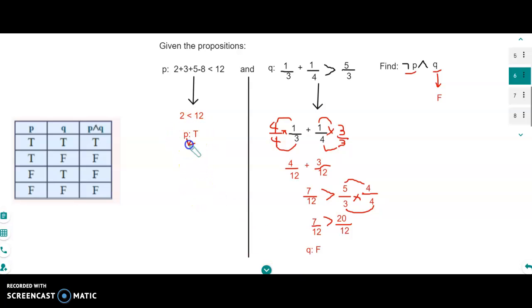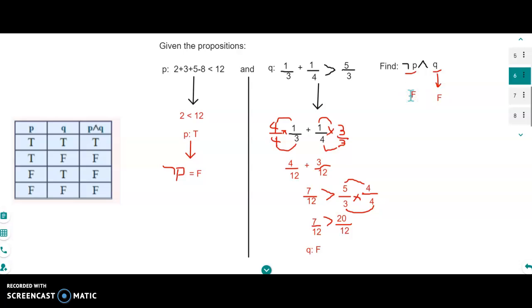So what is the negation of P? We're going to find it. So let's find the negation of P. What is the negation of P? It is the opposite answer. So if the proposition is true, the negation of P will be false. Remember, denial of propositions. So this negation of P will be false.